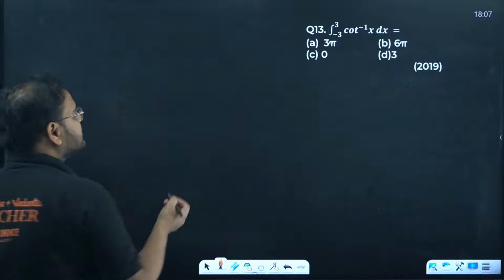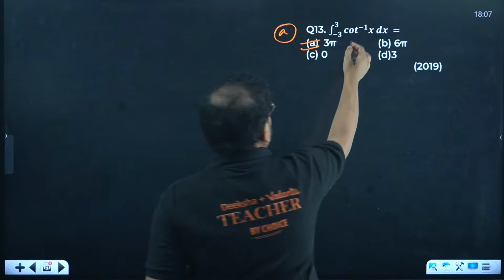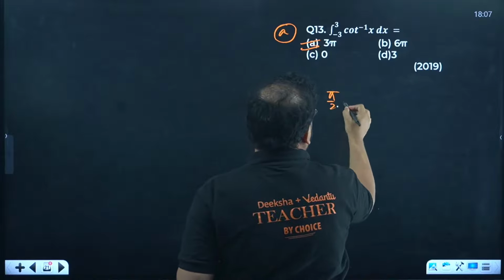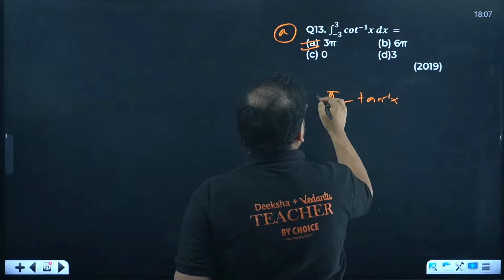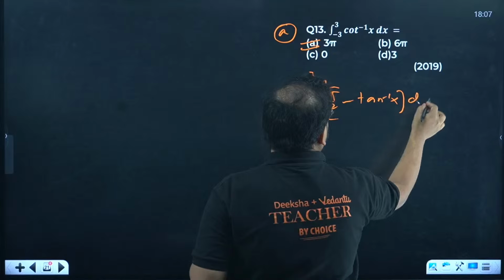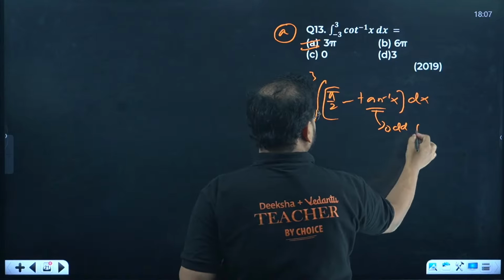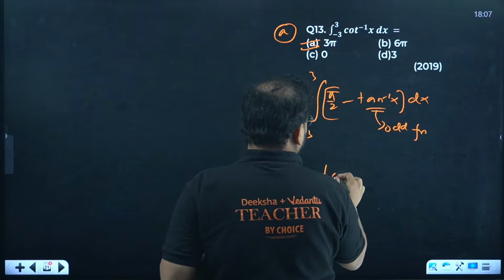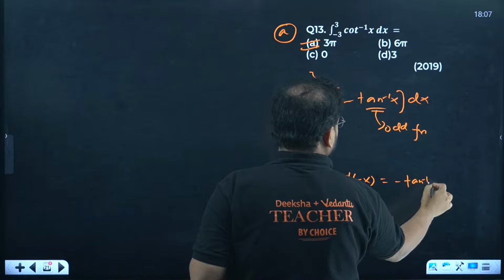For this question, the answer is very simple. Option A. You write cot inverse x as pi by 2 minus tan inverse of x. Integrate this from minus 3 to 3 dx. This value is what? Odd function. How can we say that? Because tan inverse of minus x is how much? Minus tan inverse of x.